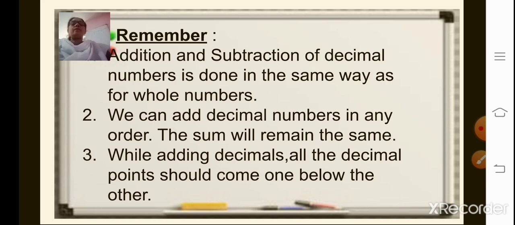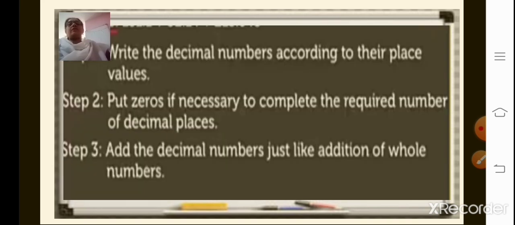Now there are some steps which you have to follow while adding decimal numbers. Step one: write the decimal numbers according to their place values, that is, write one below the other. The second step is to put zeros if necessary, that is, to complete the required number of decimal places. And step 3 is to add the decimal numbers just like addition of whole numbers.